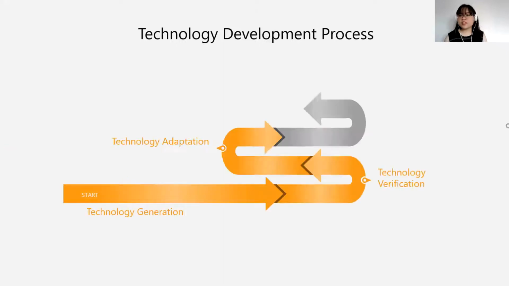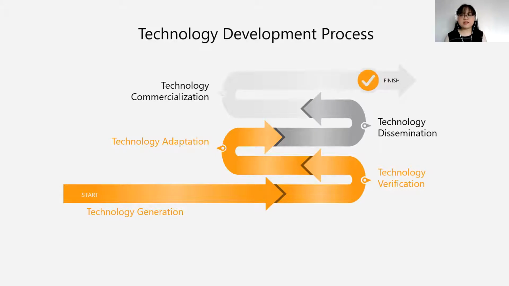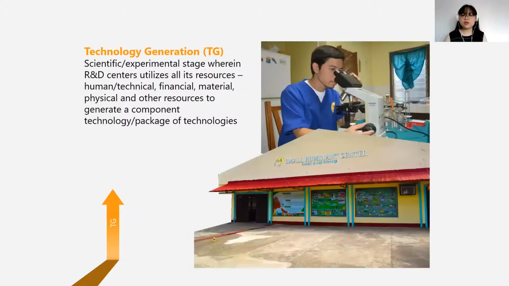So this is the technology development process of CLSU. Okay, so this is based, I just copied this from the ISO approved process. Okay, so we start from technology generation to verification, adaptation, dissemination, and commercialization. So when you say technology generation, it is the experimental process wherein R&Ds utilize its resources to create a package of technologies or a component technology.